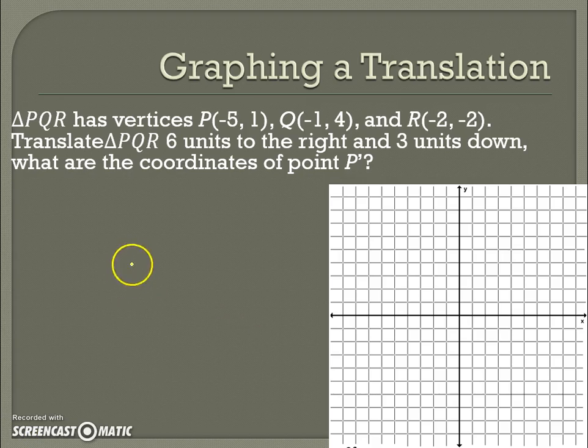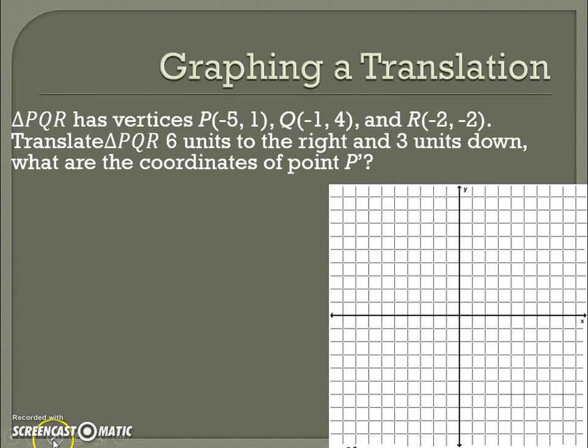All right. Graphing a translation, it says triangle PQR has vertices of P(-5, 1), Q(-1, 4), and R(-2, -2). Translate triangle PQR 6 units to the right and 3 units down. And then what are the coordinates of point P prime?